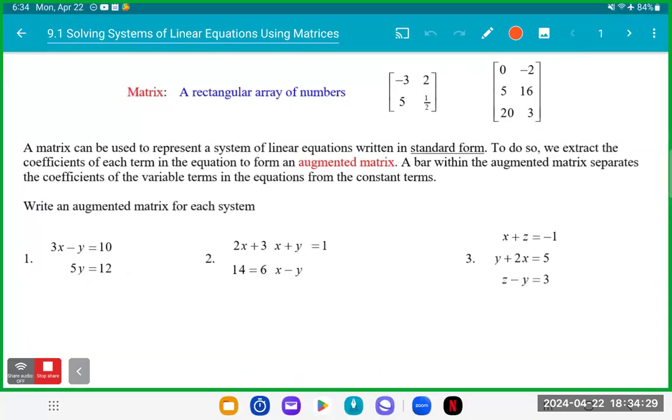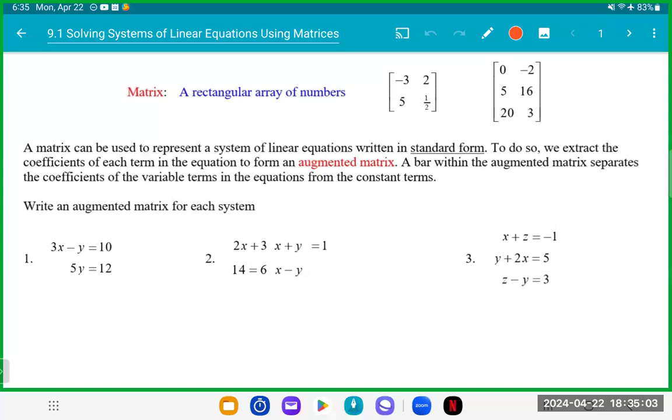So as I mentioned, we're going to do a couple of sections in chapter 9, and then we will be done with the new material for the semester. So we have two concepts that we're going to learn about here to solve these systems of equations using matrices. So the first one, what we need to do is have a common understanding of what is a matrix and how do we do that.